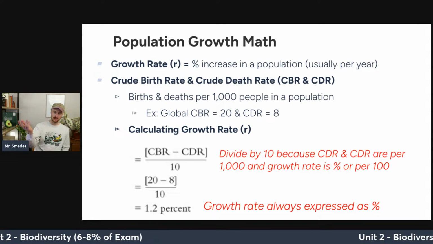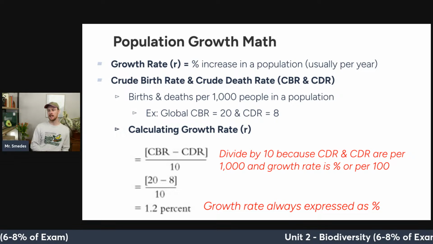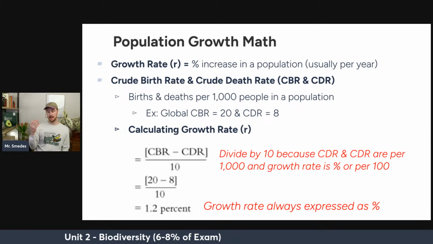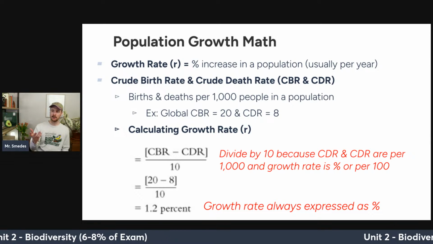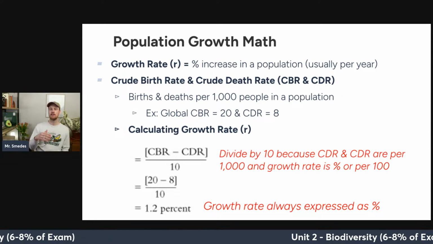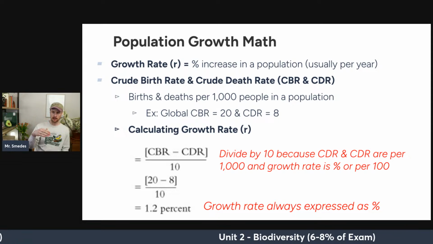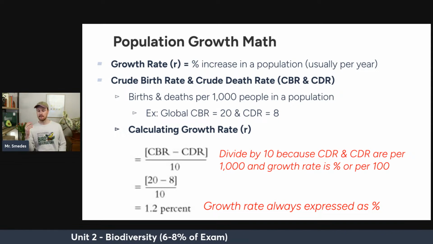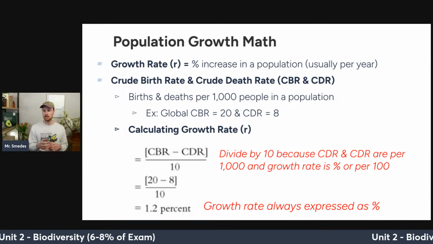So an example, a CBR of 20 and a CDR of 8, subtract them, divide by 10, that means a 1.2% growth rate. Now, what the exam will often do is pair this with the rule of 70, which is 70 divided by the growth rate equals the doubling time. So there's almost always some kind of doubling time question.